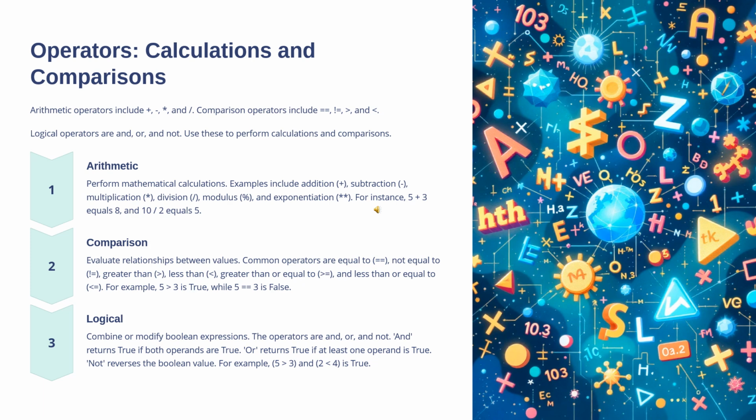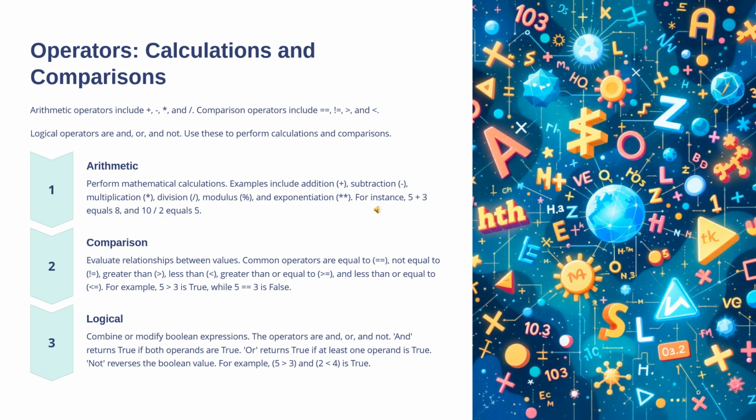Comparison operators evaluate relationships between values. Common operators are equal to (==), not equal to (!=), greater than (>), less than (<), greater than or equal to (>=), and less than or equal to (<=). For example, 5 > 3 is true, while 5 == 3 is false.